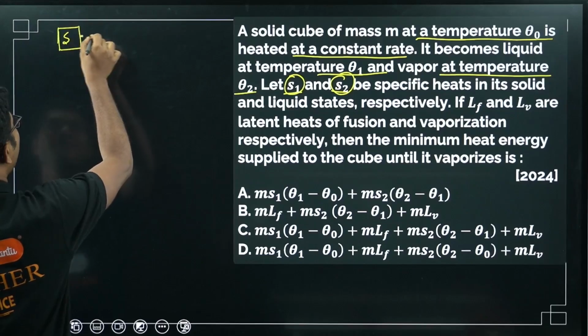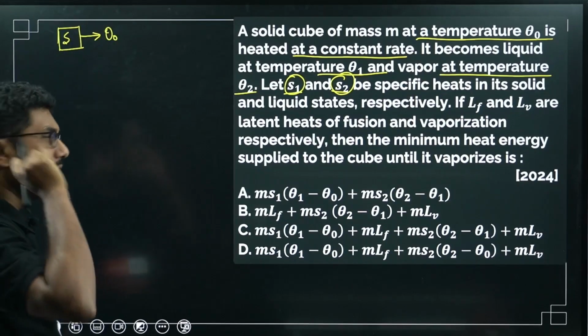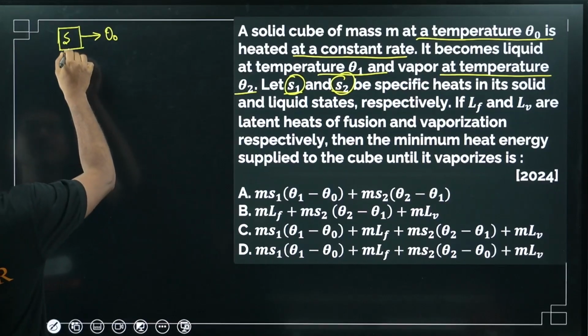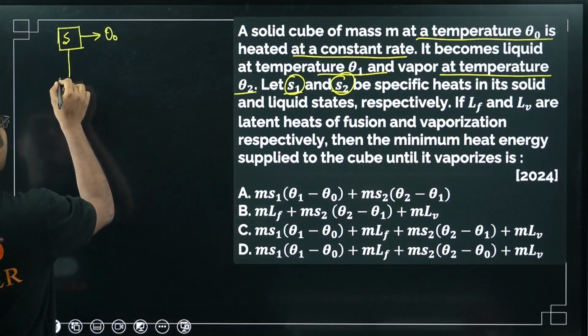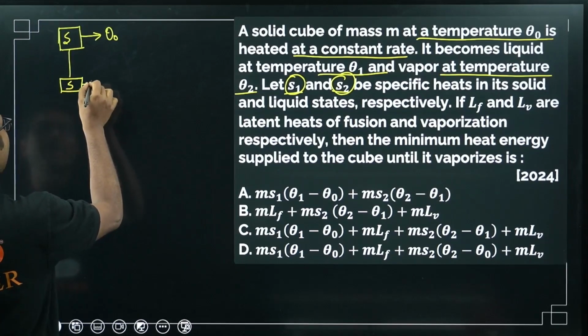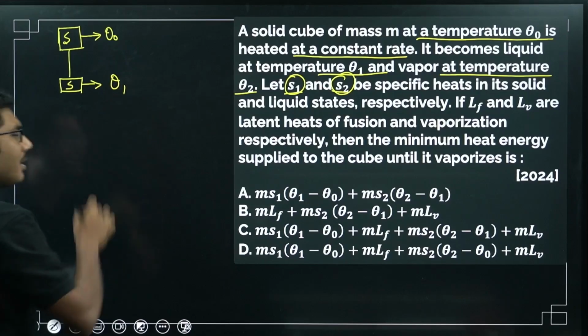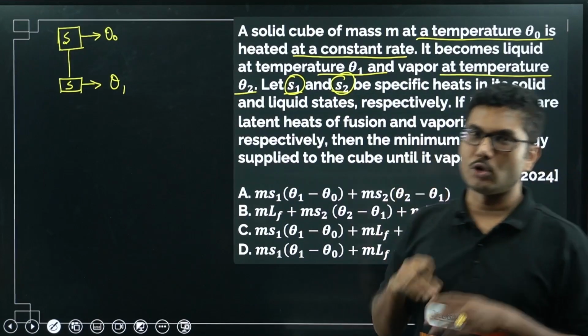Okay, and what is the temperature? Temperature was theta naught. Okay, now you heat this solid until it becomes liquid. Now before getting into liquid, it has to reach the melting temperature theta 1, right? Only if it reaches that point will it be able to melt, right?